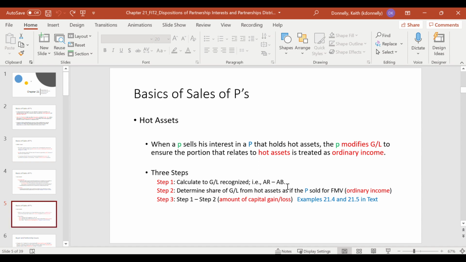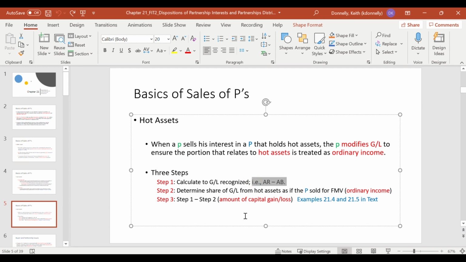You're going to figure out your normal gain first through your amount realized minus adjusted basis formula. You're then going to determine your share of gain or loss from the hot assets as if the partnership were to sell them. Then you're going to compare and net your gain against the ordinary income from the sale of it. Basically, whatever's left over, you're going to have as your capital gain or loss.